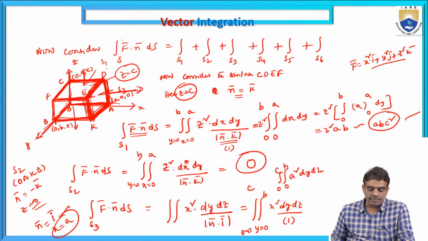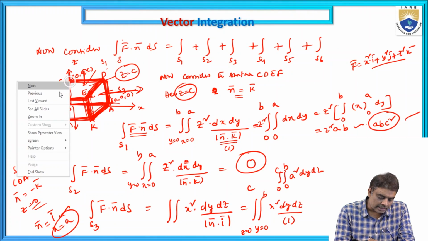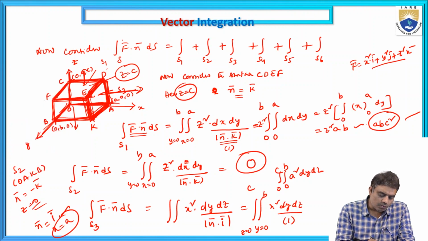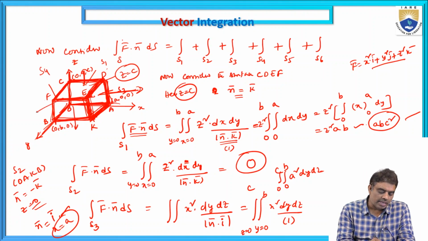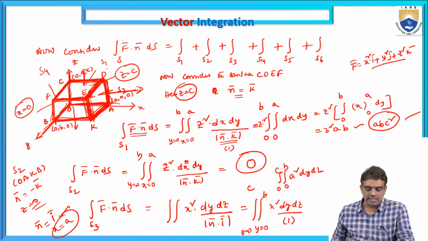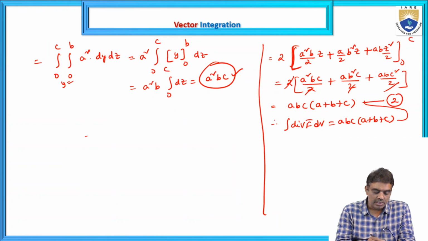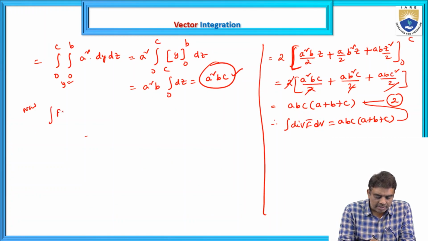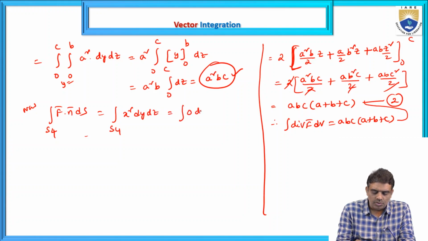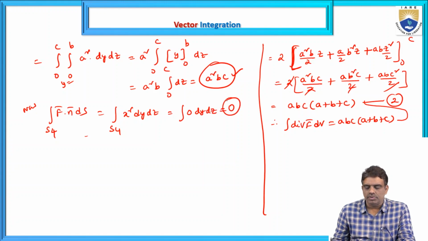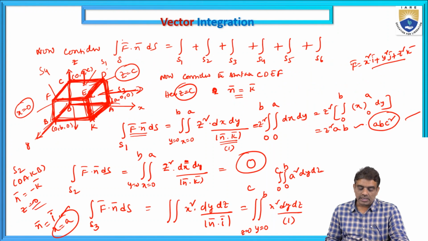Similarly, for the surface OCFB, let it be the surface S4. The plane here is x is equal to 0, because it is in the yz plane. So the entire value is equal to 0. Now the double integral of f bar dot n bar ds over the surface S4 is the integral of x square dy dz over S4. But because x is 0, the entire value is equal to 0. So 4 surfaces are over.